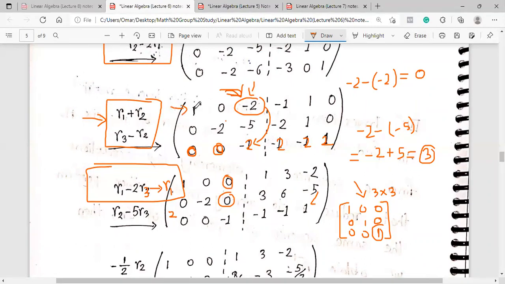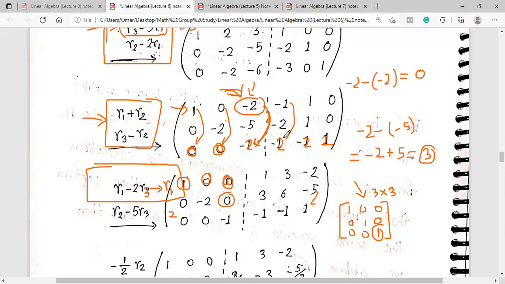Same thing for here. 1 minus 0, that means 1. 0 minus 0, that means 0. So you see, 2 minus minus 2, that means 0. And then minus 1 minus, sorry, minus 1 minus 1 minus minus 2, right? So it will become minus 1 plus 2. Minus 1 plus 2, so the result is plus 1, right? That's why I have written here plus 1, okay?